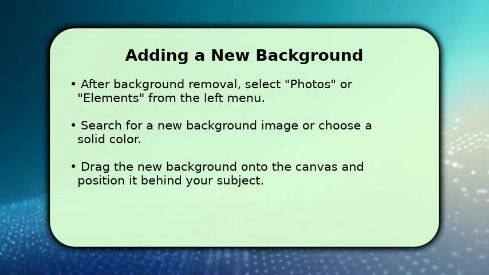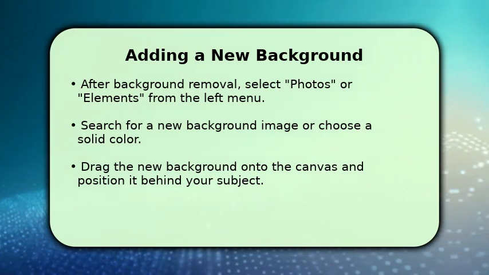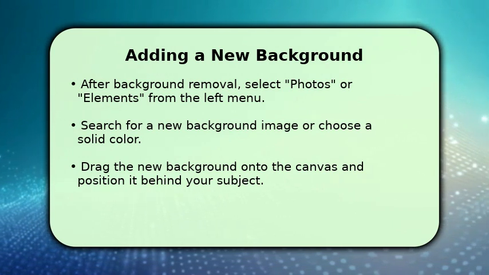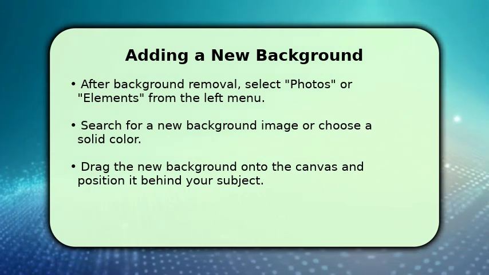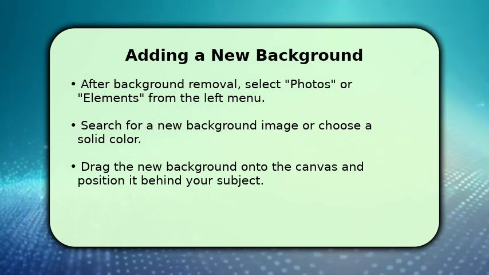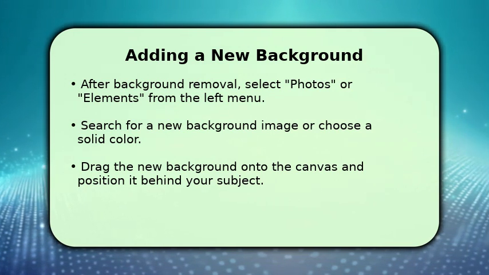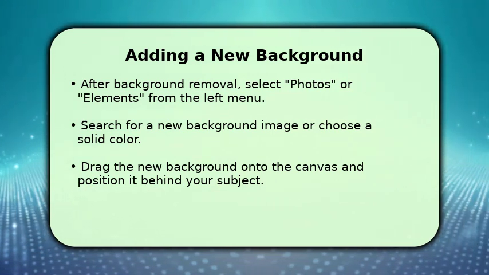Head over to the left-hand menu and explore Photos for stunning images or Elements for patterns and shapes. You can also select Background to choose a solid color or gradient. Once you find your perfect background, drag it onto the canvas. Right-click and select Send Backward to place it behind your main image.